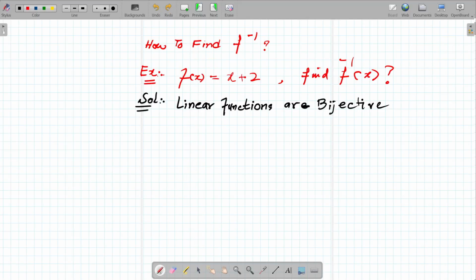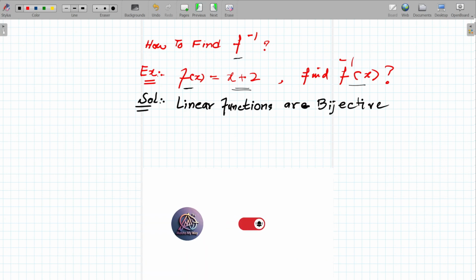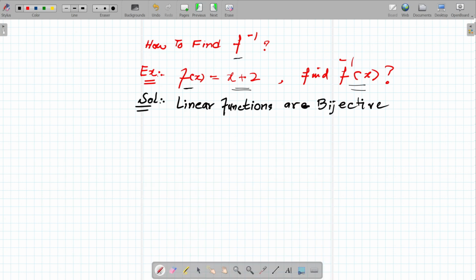Okay, now in this part of the video, we will learn how to find f inverse when f of x is given. f of x is equal to x plus 2 in this example, and we have to find f inverse of x. We know that linear functions are bijective. You can simply check that this linear function is bijective, both one-one and onto.